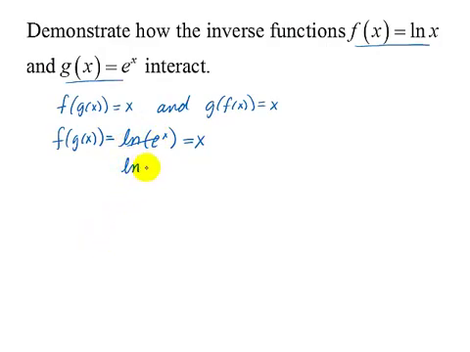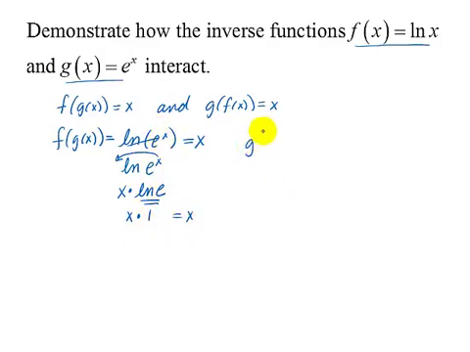Also, if you think of it this way, natural log of e to the x, using the properties of logarithms, that exponent can come out in front, and we can rewrite this as x times the natural log of e, and we know that this equals 1, so this is x times 1, which is x. Okay, so we can verify that a few different ways.